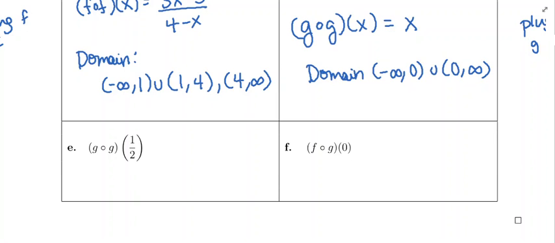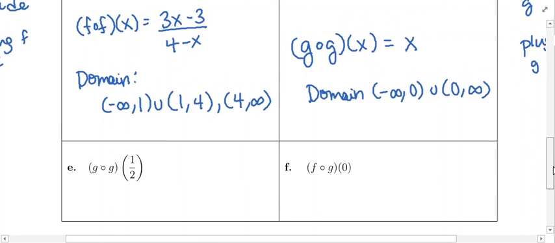In parts E and F, we are evaluating our new functions. So we're taking one of our new functions and we're just plugging in a number to get an output. If you take a look at part E, we're asked to find g of g of 1/2. So we need to go to the function g of g. We actually just did that in part D.